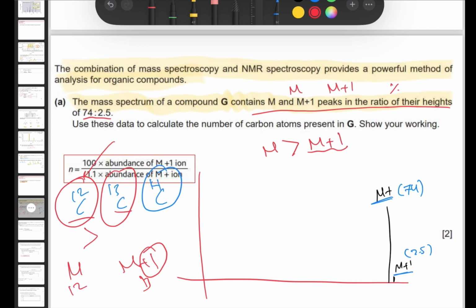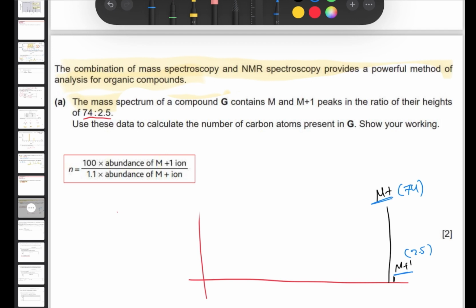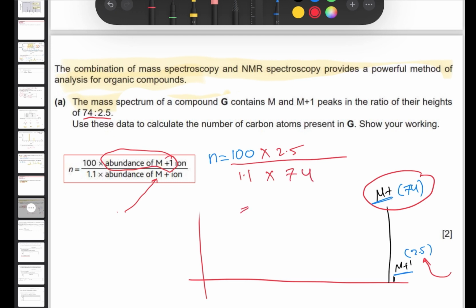So how can I determine the number of carbon atoms based on their heights? The rule says n equals 100 multiplied by the abundance of M plus 1, which is 2.5, and then you divide it by 1.1, which is part of the law, and by the abundance of M positive, which is 74. Then you apply the calculations, and the answer is going to be 3 point something. But since we're talking about the number of carbon atoms, we have to take an integer number, and that's why it's 3. So you have 3 carbons in your compound.